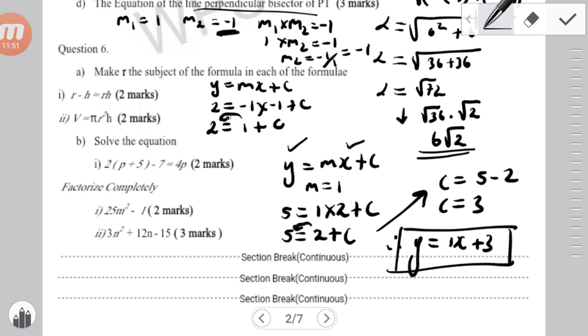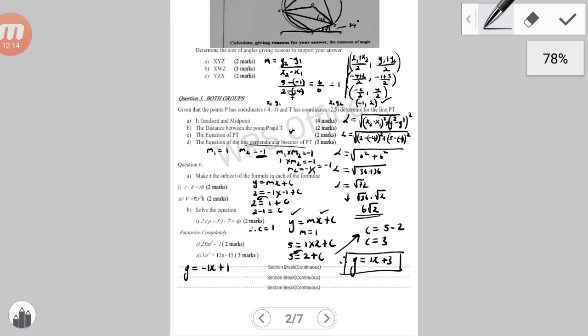If we transpose here, we get 2 take away 1 is equal to c. Therefore, we find that c is equal to 1. All right, so our equation formula for the perpendicular bisector is y is equal to minus x, or minus 1x plus 1. All right, and that is the equation of our perpendicular bisector.